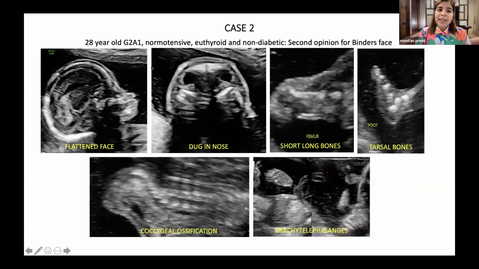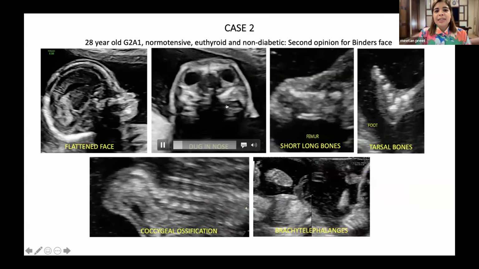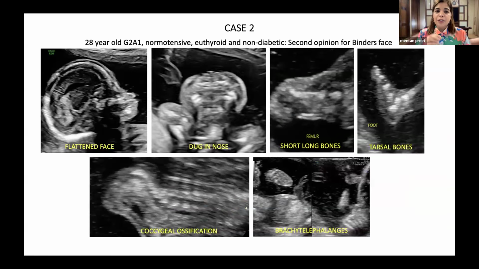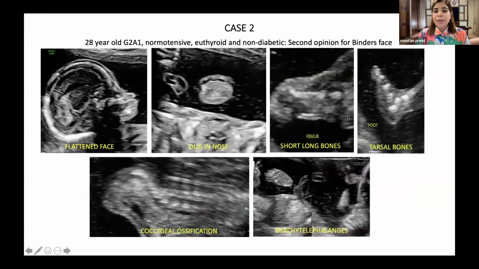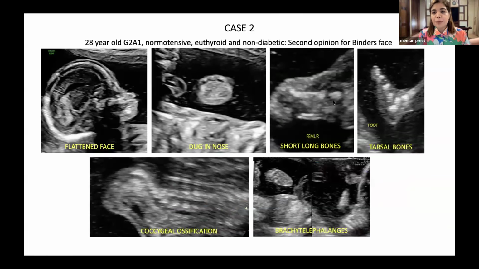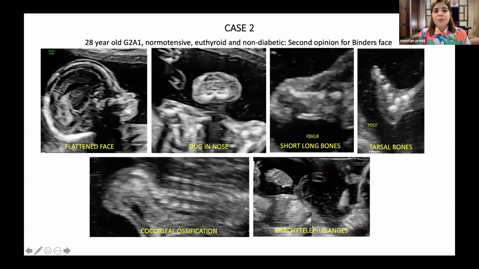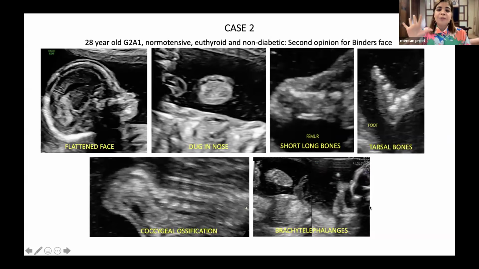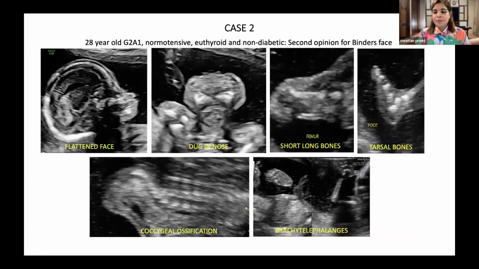Case number two. Another lady, 28-year-old, second gravida, normotensive, euthyroid, and non-diabetic, came in for a second opinion for the same reason, Binder's facies. Indeed, there was a flattened face. We did see a dug-in nose, dug-in nares, and it was difficult to visualize the nostrils at that time. The baby showed short long bones, in fact, rhizomelic shortening of the femur with stippled proximal epiphysis, tarsal bone ossification, a glaring coccygeal ossification, and short stubby fingers, which is known as brachytelephalanges.